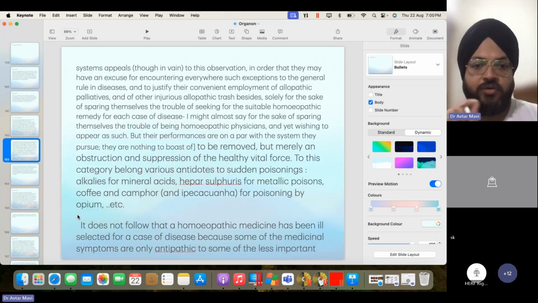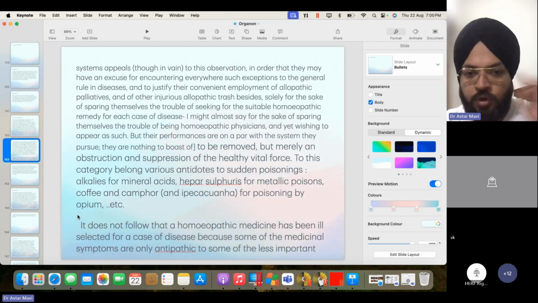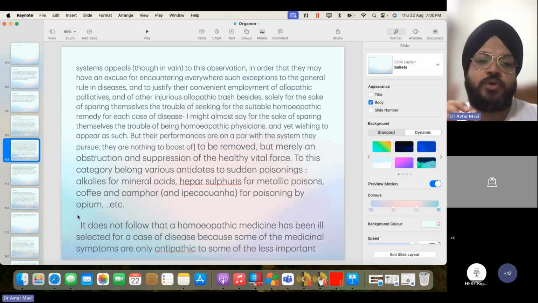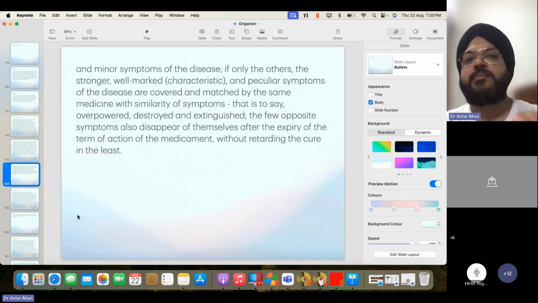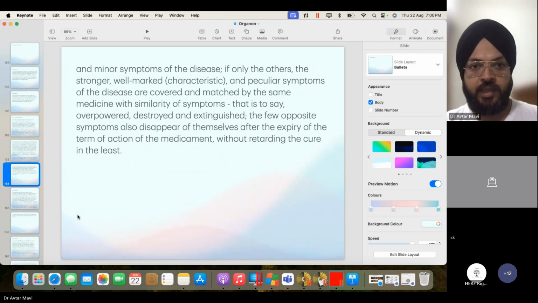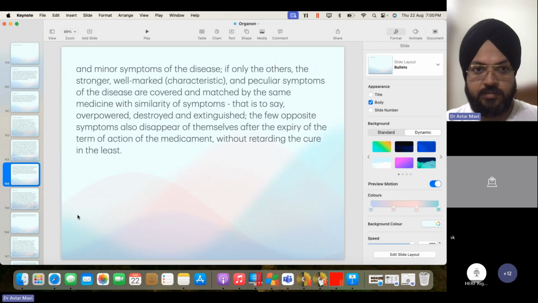Hahnemann is answering: it does not follow that a homeopathic medicine has been ill selected for a case of disease. So he's saying do not think that the homeopathic medicine is wrongly selected for a case of disease because some of the medicinal symptoms are only antipathic to some of the less important and minor symptoms of the disease. There are some minor symptoms of the disease, there are some major symptoms of the disease.